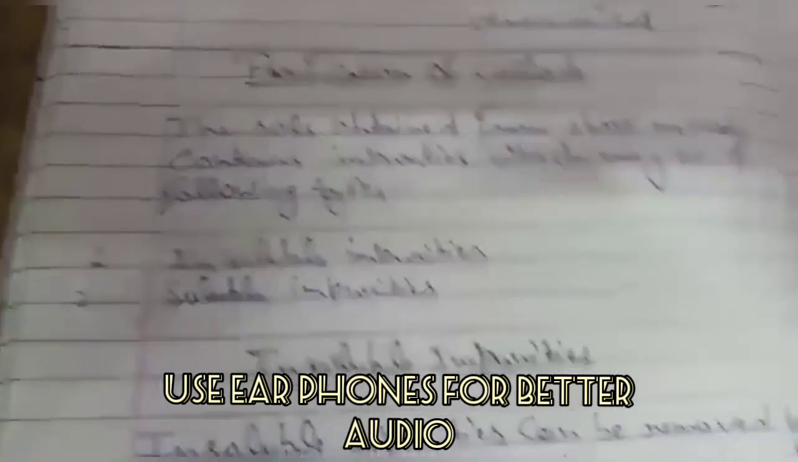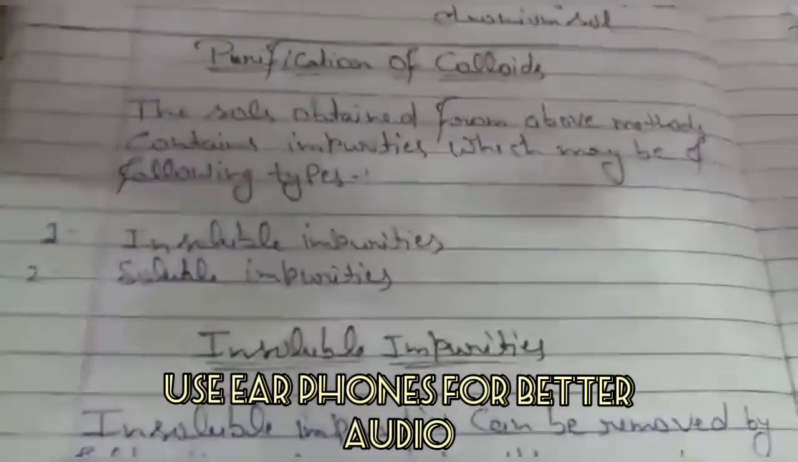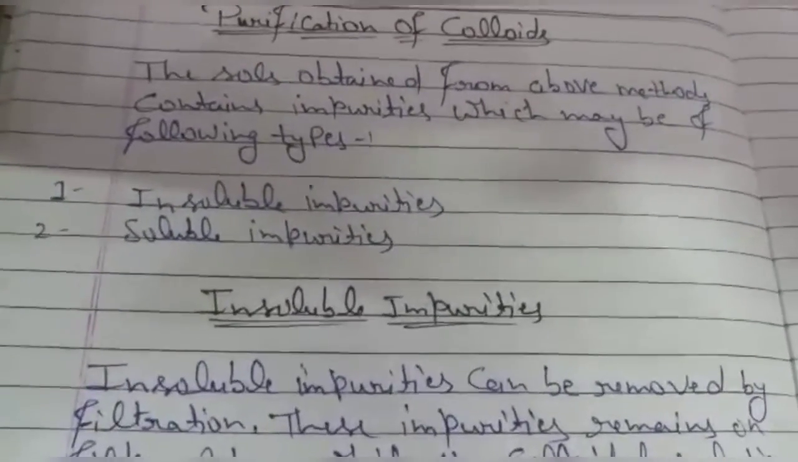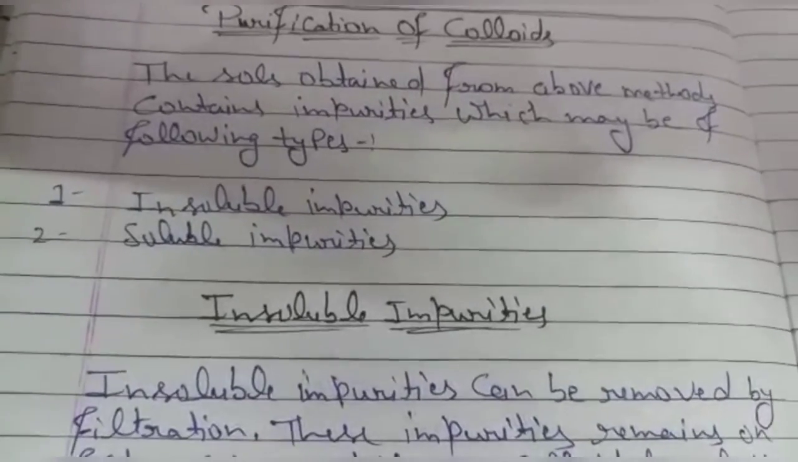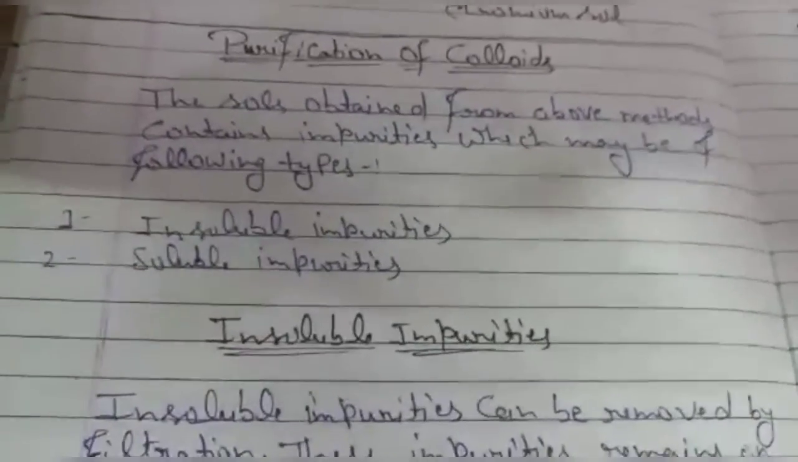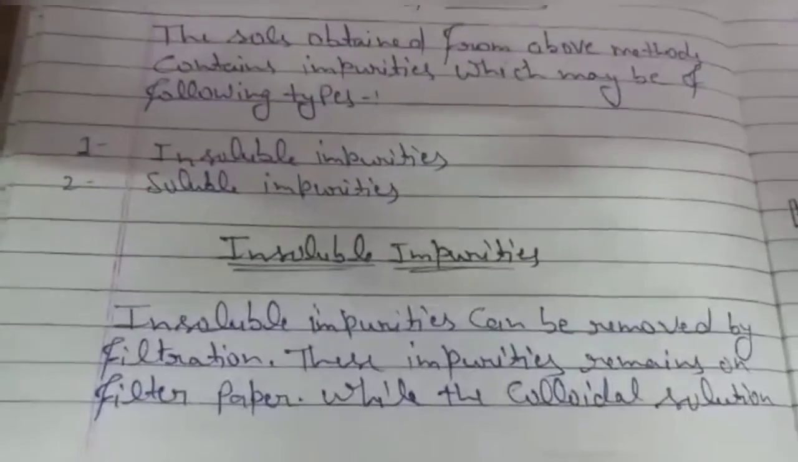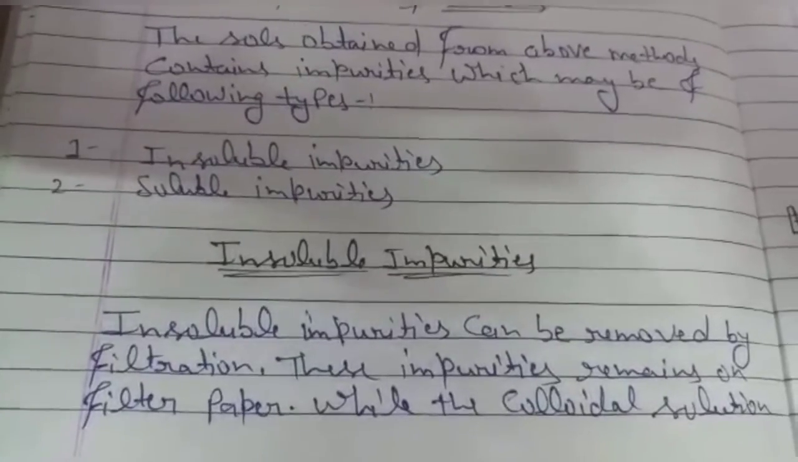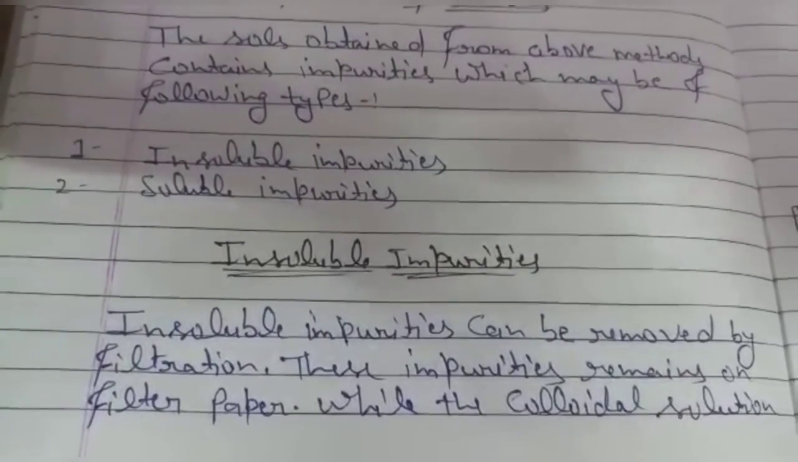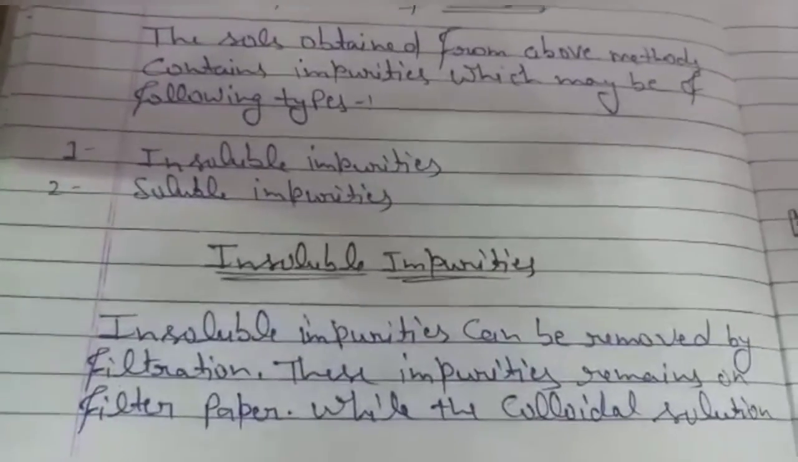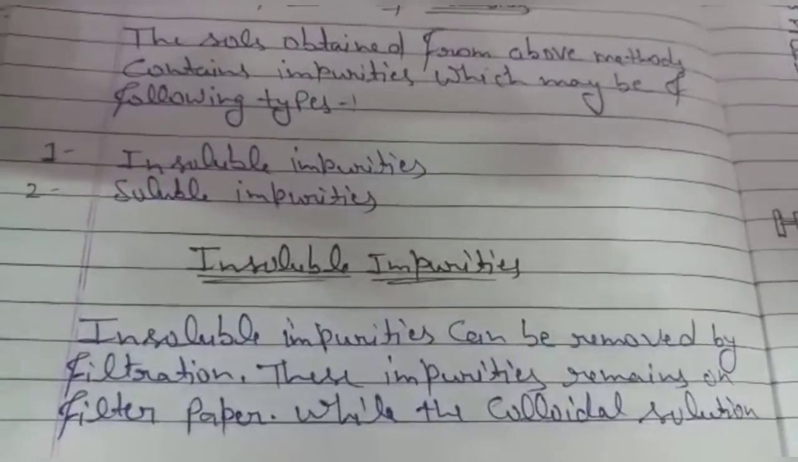Today, I am going to discuss with you the purification of colloidal solution, means purification of colloids. There are two types of impurities present in colloidal solution: insoluble impurities and soluble impurities. Insoluble impurities are removed by filtration. These impurities remain on the filter paper while the colloidal solution is separated by filtration.